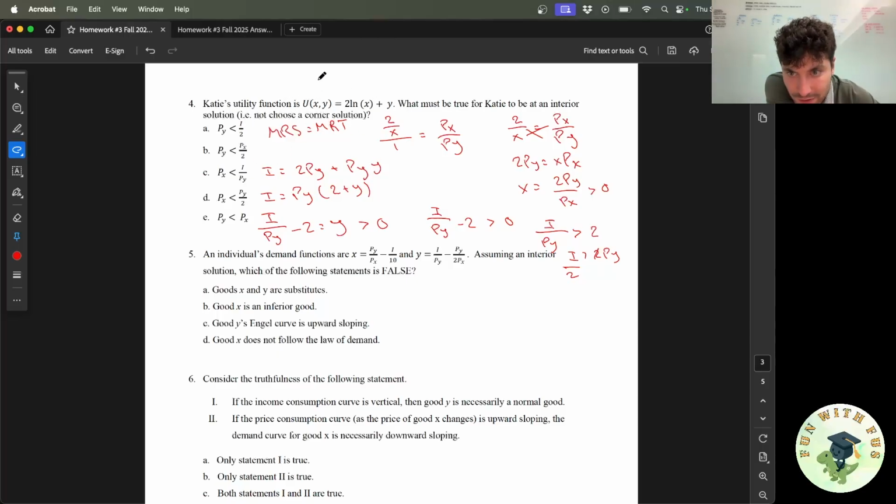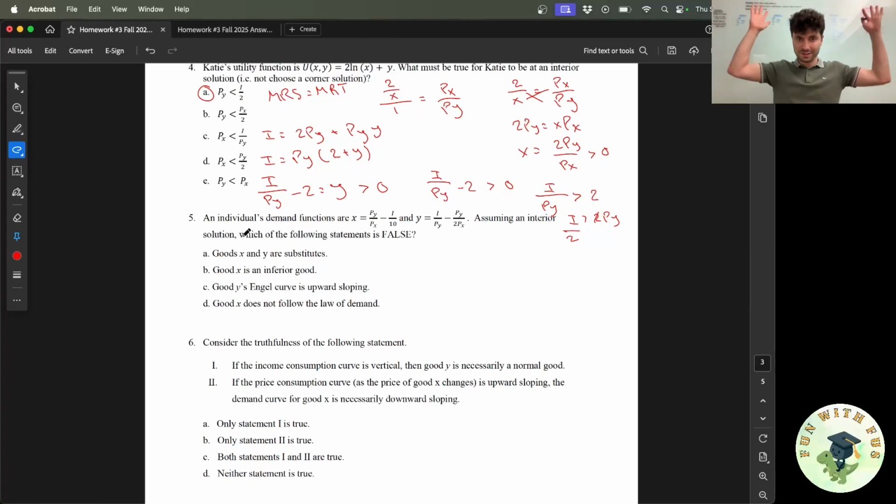So if I were to rewrite this, I want my little alligator going away from the PY. I was taught the alligator always wants to eat the bigger one. So you can draw him with little teeth and he's trying to eat the bigger guy. But the bigger guy here is I divided by 2. And this lines up with PY is less than I over 2. So we are locking in A on number 4, which is good.